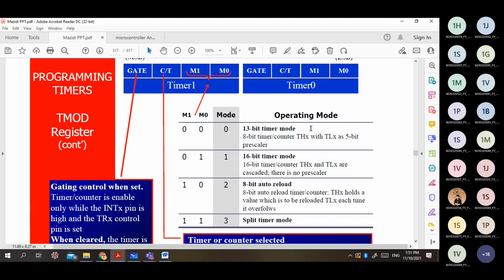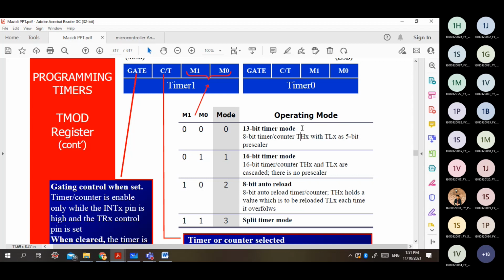Now we have seen that the timers available in the 8051, timer 0 and timer 1, are 16-bit. Getting it? But whenever I use this timer in mode 0, out of the 16 bits only 13 will be available. So that's why it's called the 13-bit timer mode. Are you getting it?